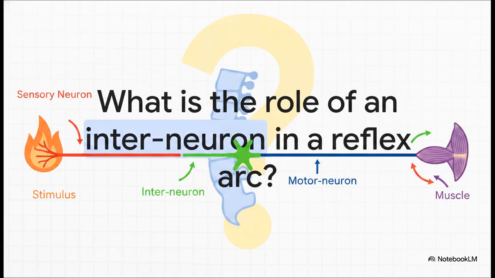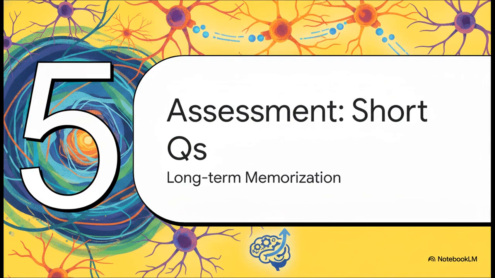Let's do one last MCQ. What is the role of an interneuron in a reflex arc? A, receives impulses from sensory neurons and transmits them to motor neurons, or B, detects the stimulus from the environment? Well, it's definitely option A. The interneuron is essentially the middleman. इस spinal cord के अंदर बैठकर sensory neurons से impulse receive करता है और motor neuron को pass कर देता है. Awesome job on those MCQs.